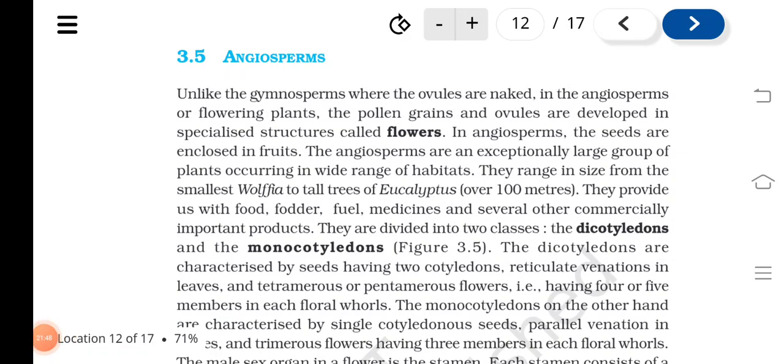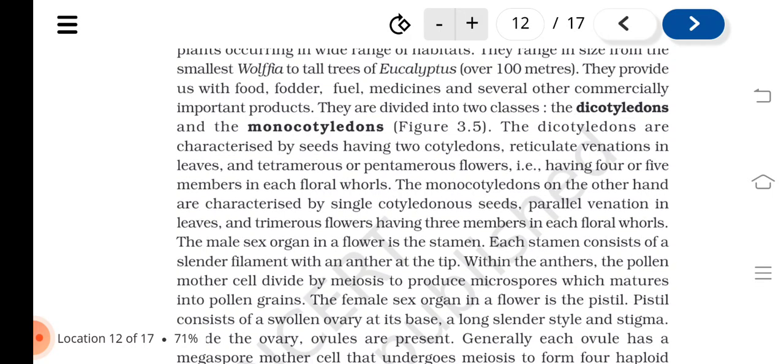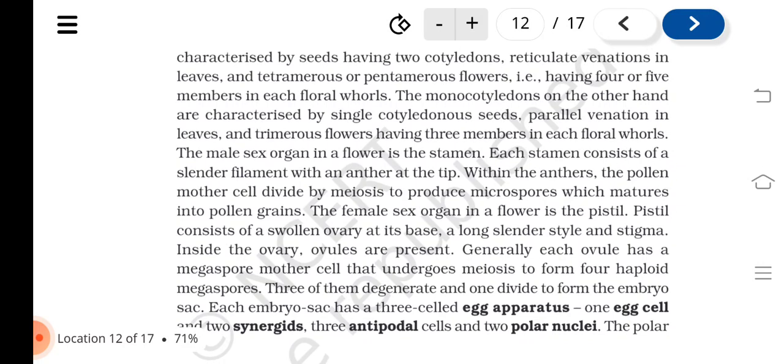They provide us with food, fodder, fuel, medicines and several other commercially important products. They are divided into two classes, the dicotyledons and the monocotyledons. Figure 3.5. The dicotyledons are characterized by seeds having 2 cotyledons, reticulate venation in leaves and tetramerous or pentamerous flowers, that is having 4 or 5 members in each floral whorl. The monocotyledons, on the other hand, are characterized by single cotyledonous seeds, parallel venation in leaves and trimerous flowers having 3 members in each floral whorl.